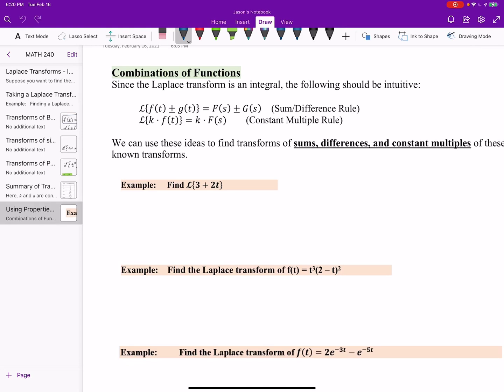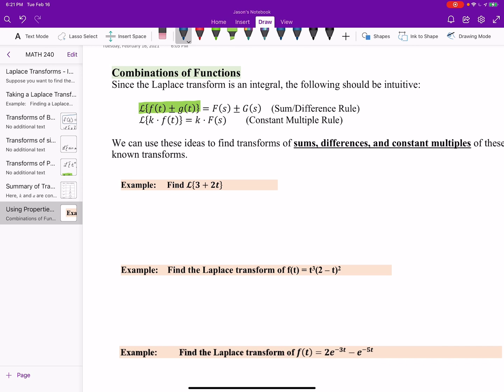All right, so given the Laplace transform we learned in the previous video, we have some intuitive properties here. The first one to know is that if you take the Laplace transform of a sum or difference of two functions, you're going to end up with the sum or difference of the transforms. That's because the transform is basically an integral, and we know integrals you can split up by adding and subtracting. The other one is if you have the Laplace transform of a constant multiple of a function whose transform you know, the constant multiple can just come outside.